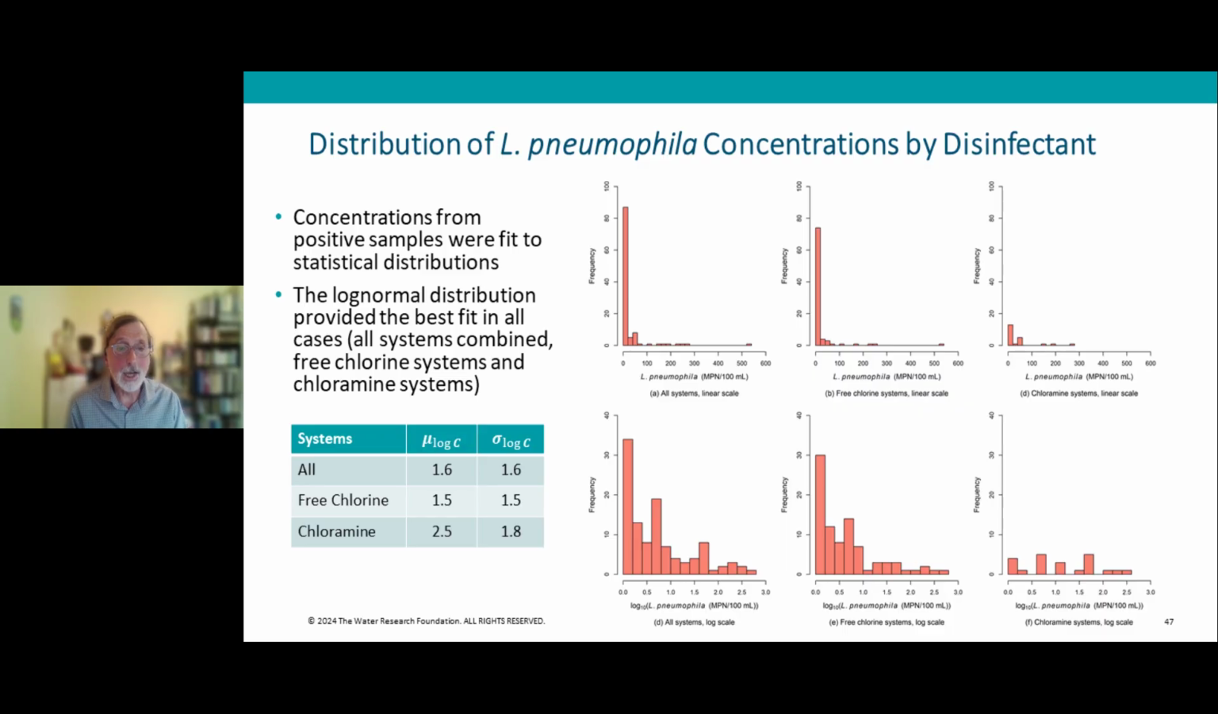All right, here's a slide that all of the modelers are going to love and the rest of you might hate. We looked at the distribution of Legionella pneumophila concentration within all of the samples. We fit the data to various statistical distributions, and the log normal distribution fit the data best. And you can see the statistics here and plots, and yeah, the data do look log normal. We looked also at Weibull normal and I think a couple of other distributions.